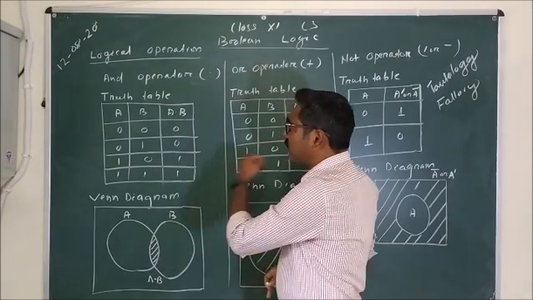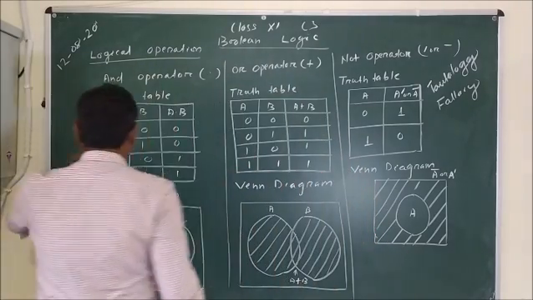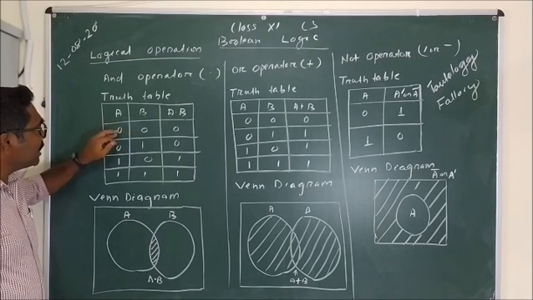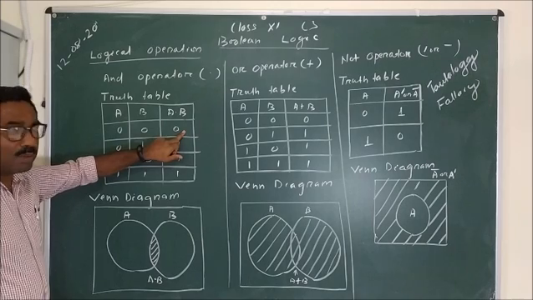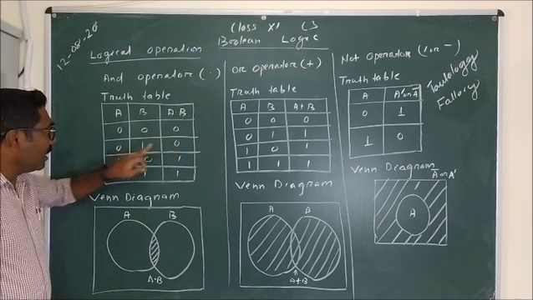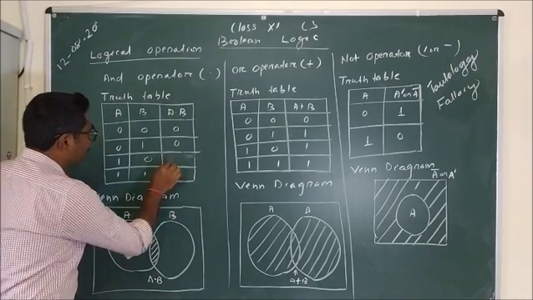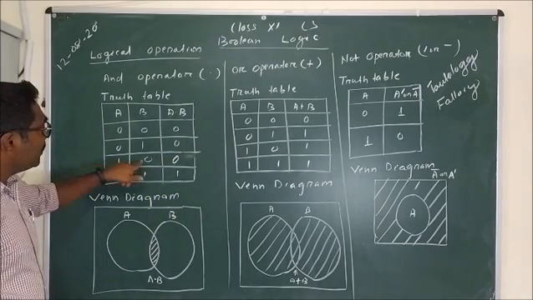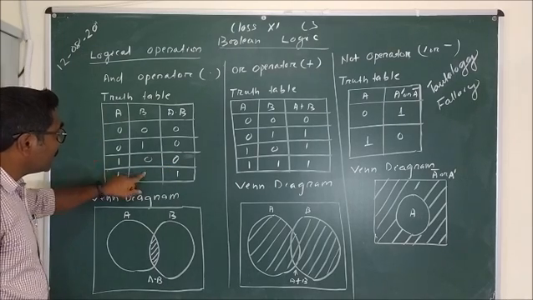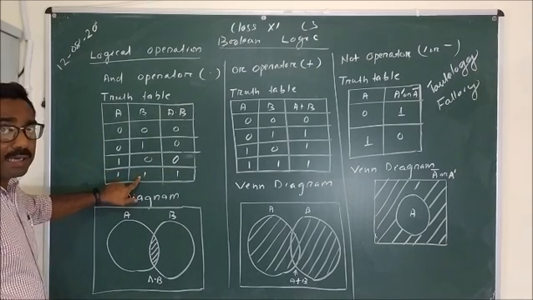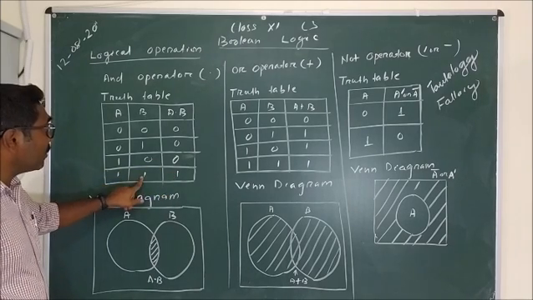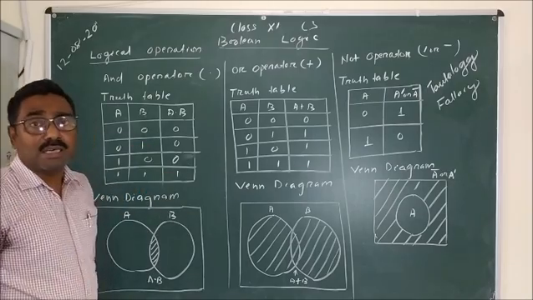Now look at the truth table. If A is 0, that means false, and B is 0, then the output is 0. If A is 0 and B is 1, then the output is also 0. If A is 1 and B is 0, then the output is also 0. Only if both the inputs are 1 will we get the output as 1.